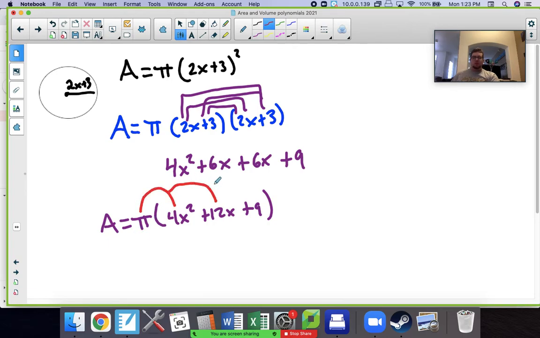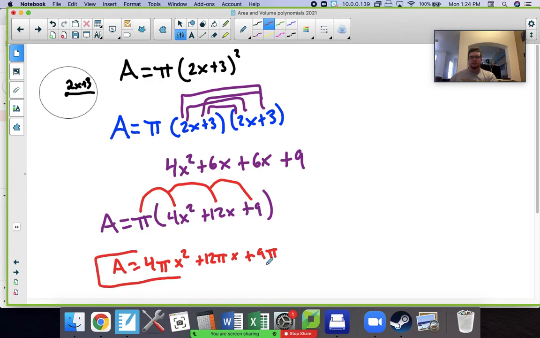Pi distributes just like any other number, but the best part is we don't actually have to multiply by any decimal. We're just going to leave pi in its symbol form, like this. So we're going to multiply all three terms, so 4 pi x squared, 12 pi x, plus 9 pi. And there's our answer.